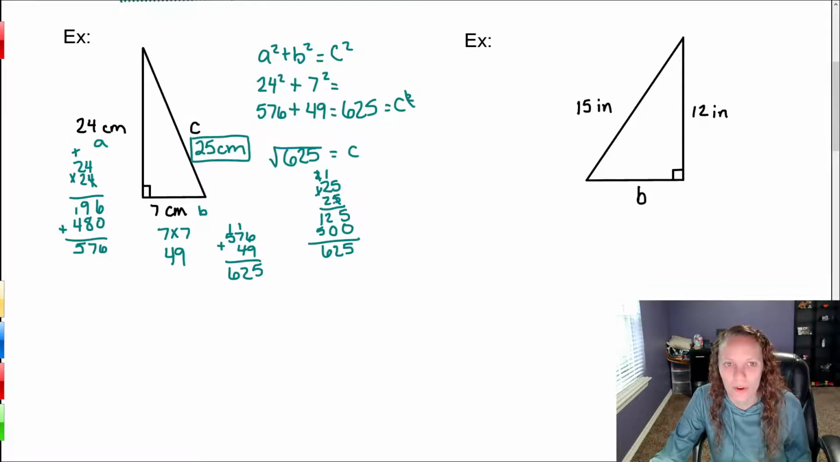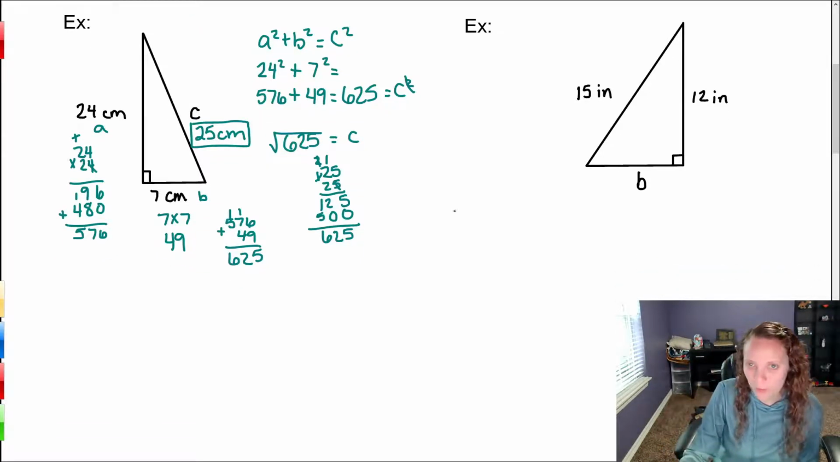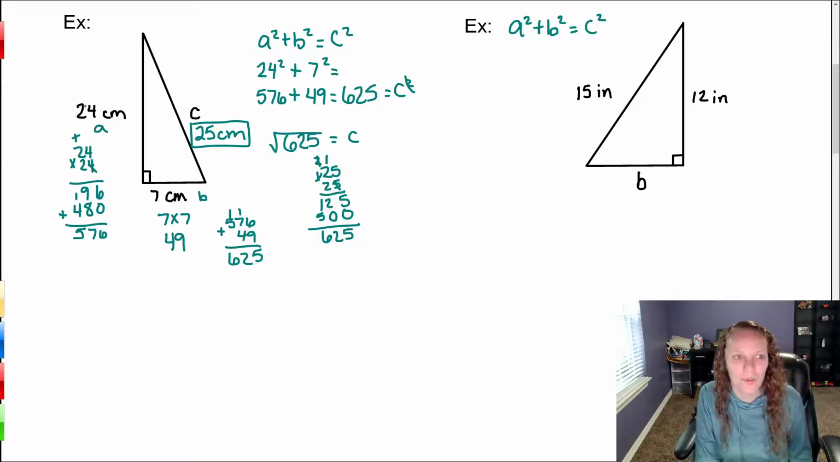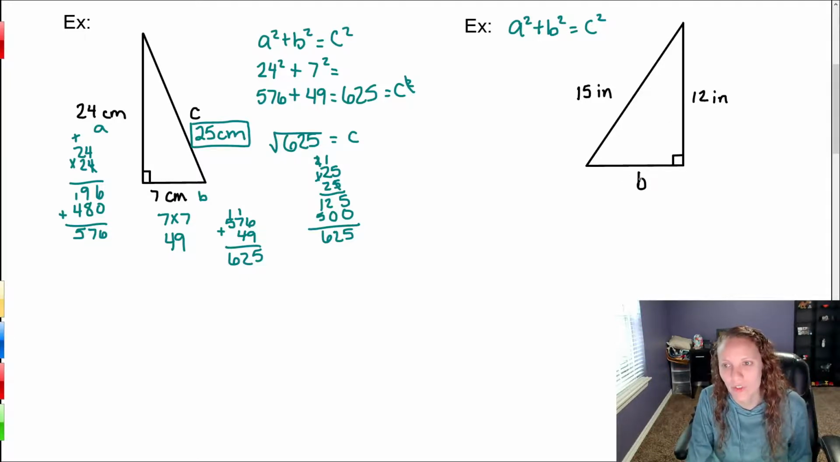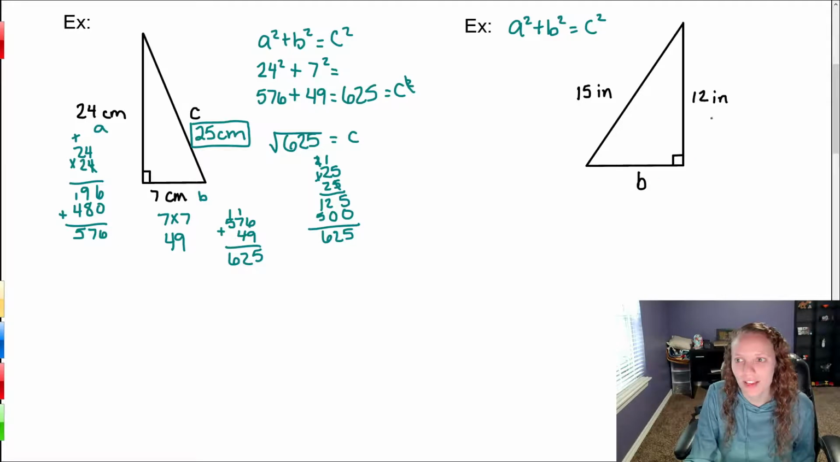Alright, let's try one more. So again, remember we have the formula a squared plus b squared equals c squared. On the first one, we had to take 24 and 7 and square them. And then since we knew a and b, we added them together to get 625, and then we took the square root. Here, we're going to take our two numbers and we're still going to square them. Now let's look and see what we have. B is what we are looking for. So this time we're trying to find one of the legs.